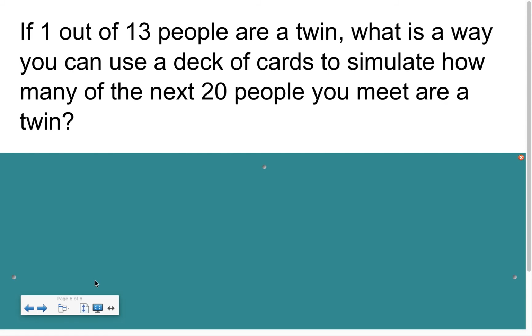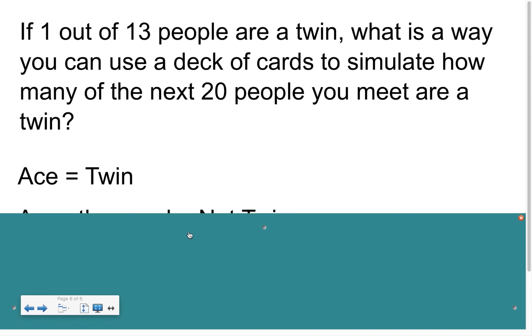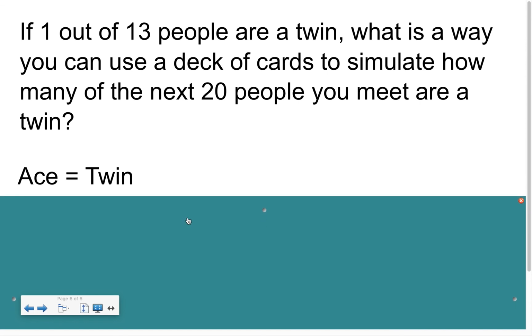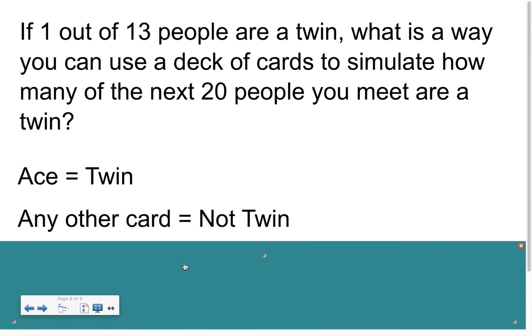Now, if 1 out of every 13 people are a twin, what is a way you can use a deck of cards to simulate how many of the next 20 people you meet are a twin? Okay, so 13 using a deck of cards. That's going to be the values. So we want to assign one of those values to be a twin and the other values to not be a twin. I decided to use an ace. You could have used every single time you pull out a 2, that's a twin. Every single time you pull out a 5, a jack, whatever. As long as you only use one of the values. Now, any other card besides an ace would be not a twin, right? Because we want the probability to be 1/13th to be a twin and 12/13ths to not be a twin.